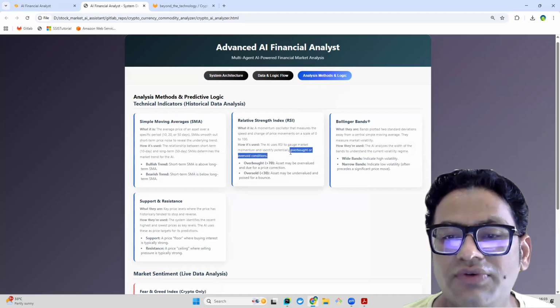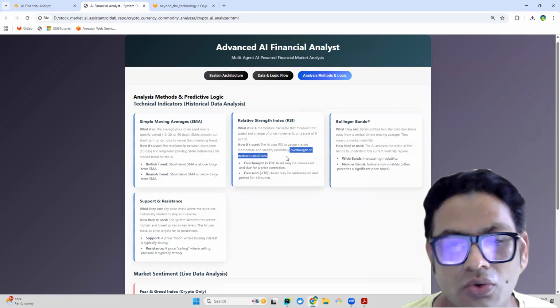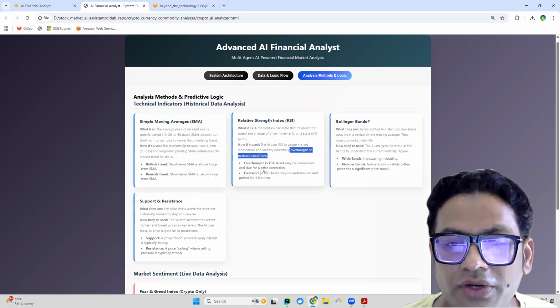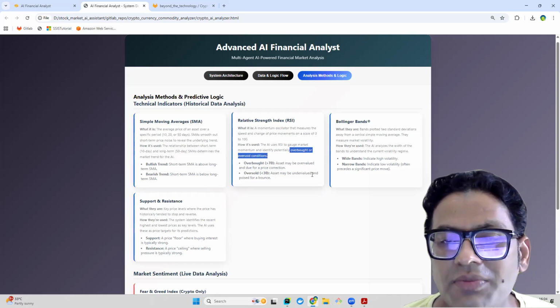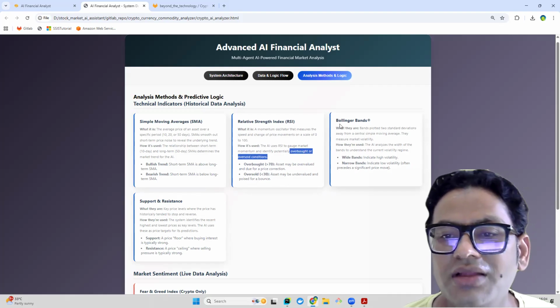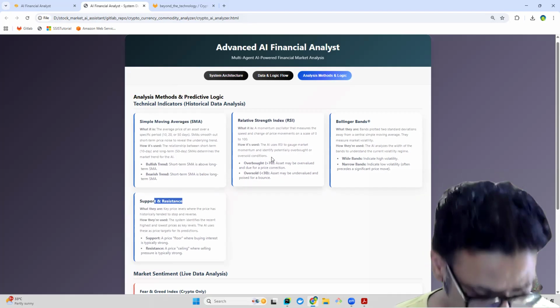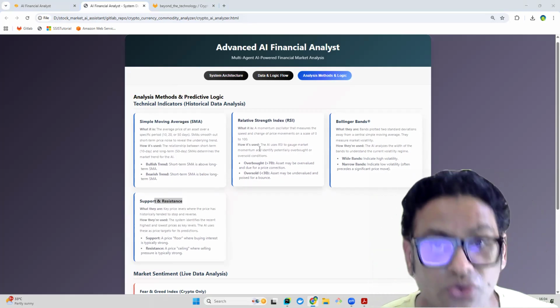So it's trying to just see whether there is overbuying or overselling or not, right? Overbought, greater than 70: the asset may be overvalued and due for a price correction. Oversold: the asset may be undervalued and poised for a bounce. Similarly, we have Bollinger Bands and the simple moving averages, support and resistance, right? So let's quickly see those things as well.